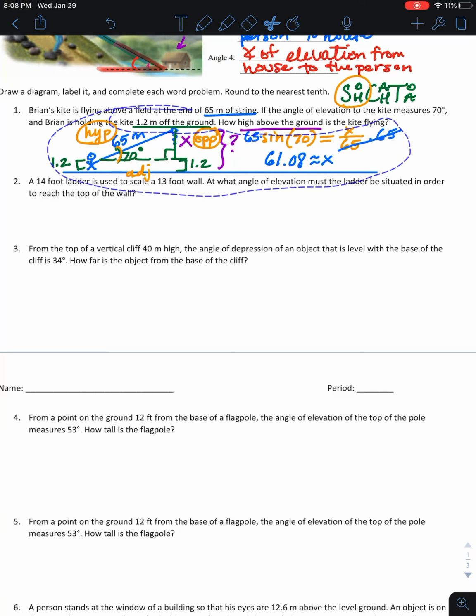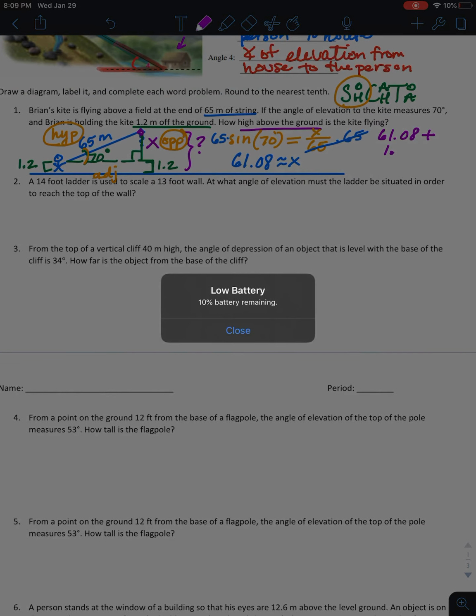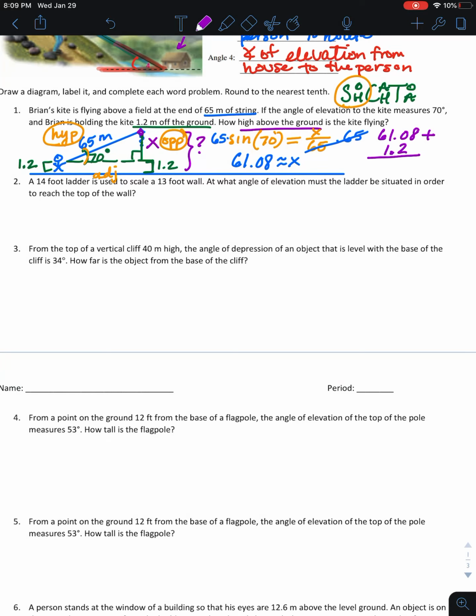Because, sorry, I need to move this over. We want to actually find the entire height, right? From the height of the kite all the way to the ground. So remember that we were holding the kite string 1.2 meters off the ground. So that means the final height needs to be 61.08 plus that extra added height, which is 1.2. And so add 1.2 and you should get 62.28.